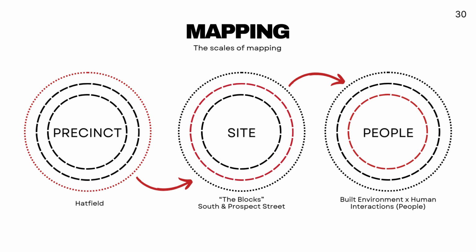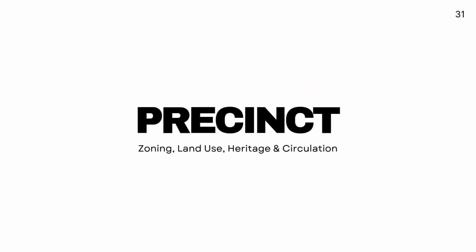Lastly, we focus on the human experience within the site. This includes user activity, public space usage, and how people interact with the built environment. Understanding human-scale dynamics helps us design more responsive and engaging spaces. We'll first analyze the precinct through the lens of zoning, land use, heritage, and circulation.